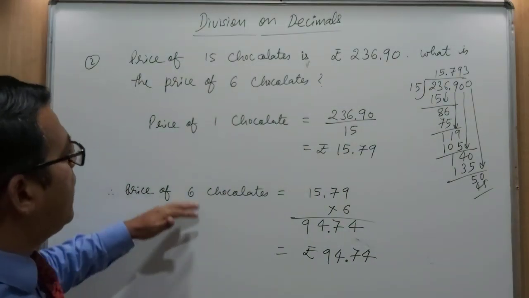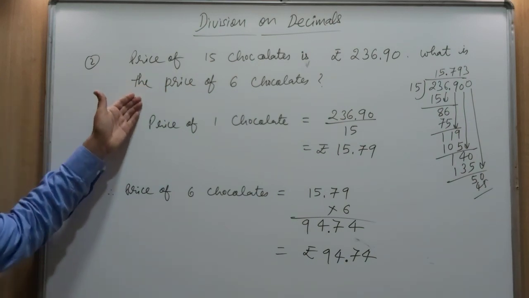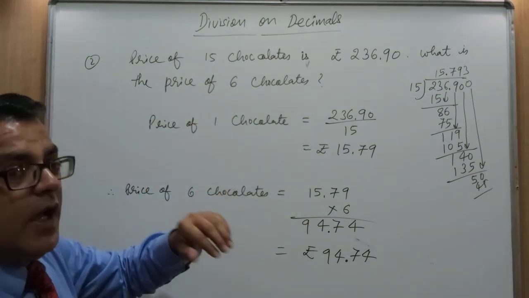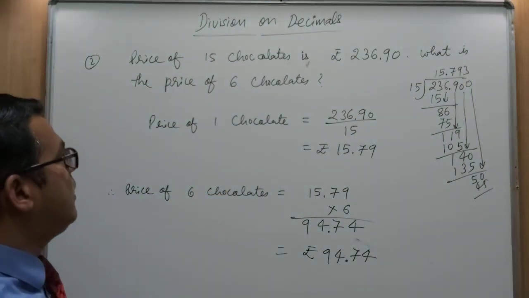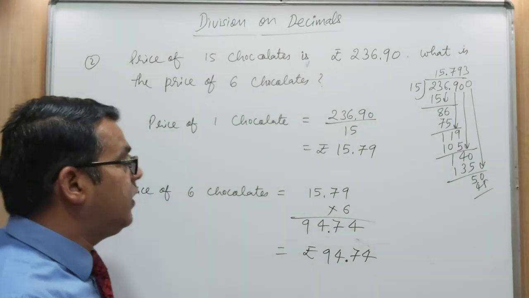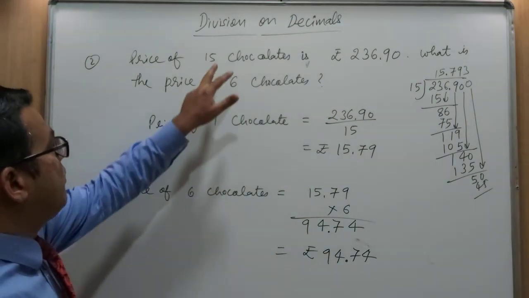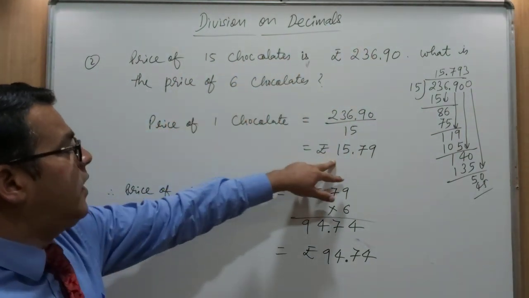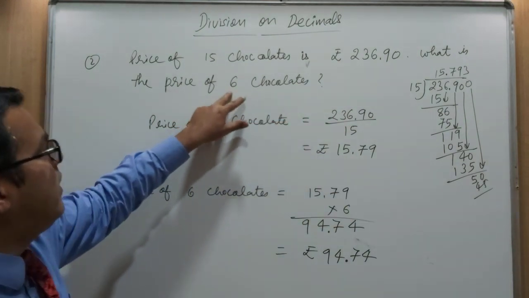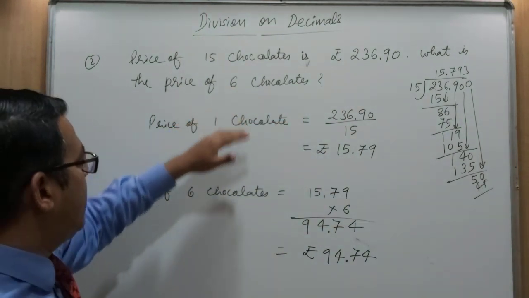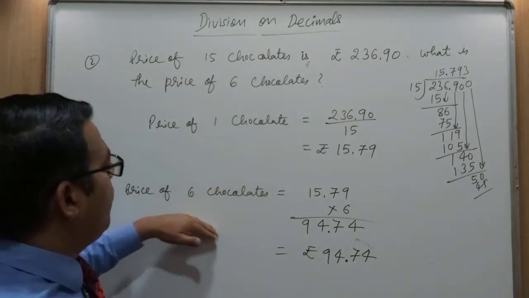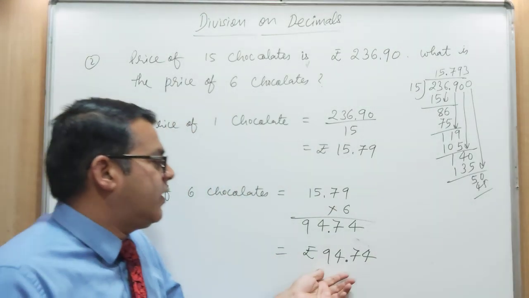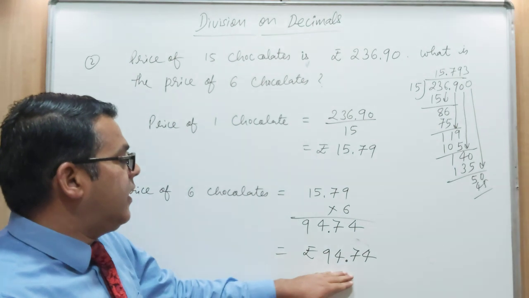And also in the last question that we discussed today, we know how we can divide first for finding the value of one unit, and after that how we can multiply to find the value of the groups, in the group things or in the bunch. 15 chocolates price already given. First we need to find the value of one unit, that is one chocolate, and after that, since we need to find the price of six chocolates, we have to multiply it by 6. And after multiplication, what we have is this much amount, 94.75. We can say that it is rupees 94 and 74 paise.